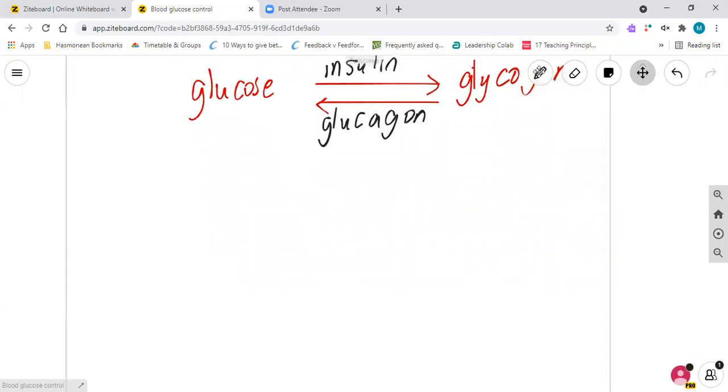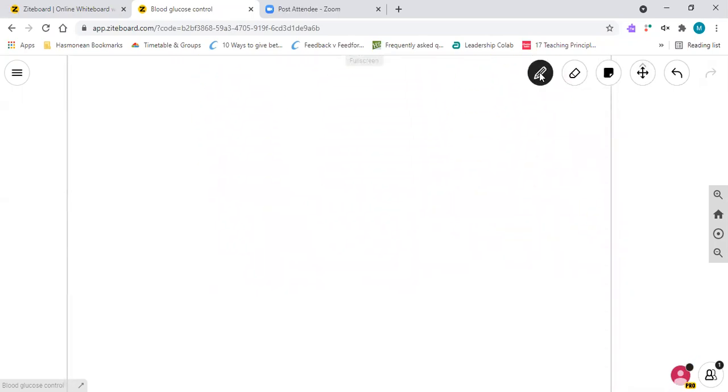So let's think about what is happening in terms of when we produce it. So we're going to do this as a flow chart. So we're going to start with blood sugar, or blood glucose, increases. The blood glucose level goes up above what is considered as normal.